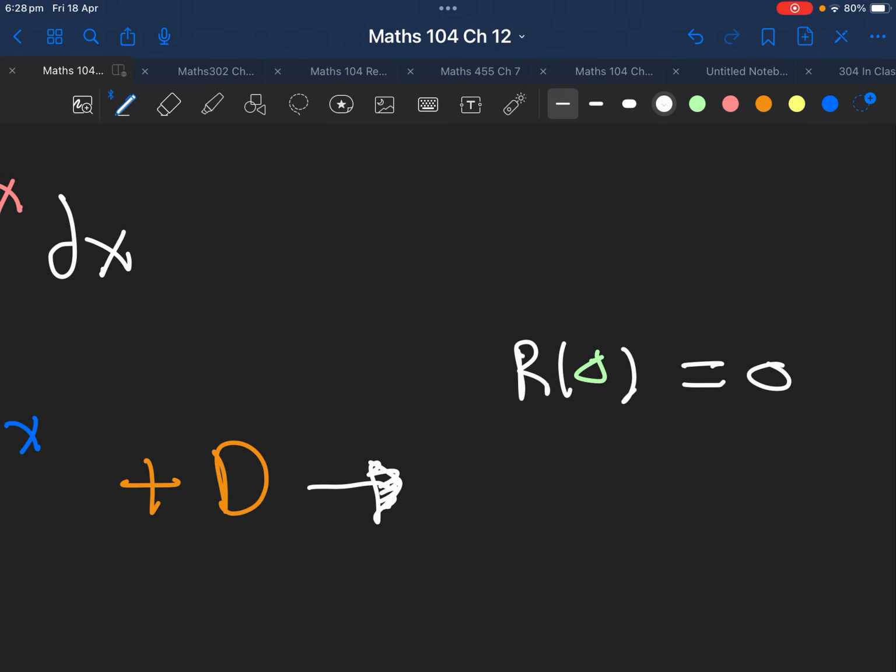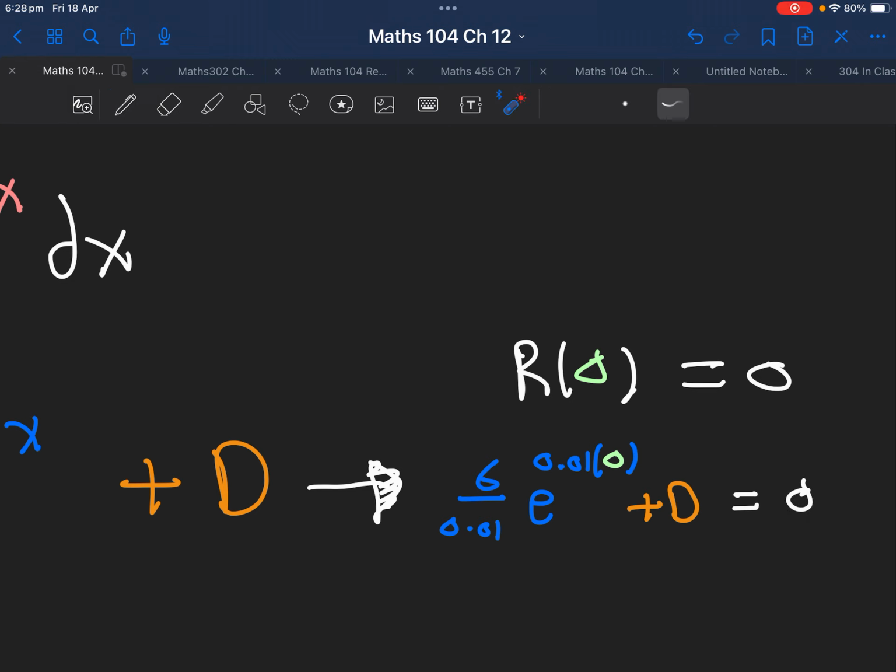Now, if you plug in 0, the left-hand side will be 6 over 0.01 e to the power 0.01 times 0 plus d. The right-hand side will be just 0 because it was already 0. How do I know if you plug in 0, the answer is 0? Because this is the quantity. If there is no quantity, there is no revenue. Just keep this in mind.